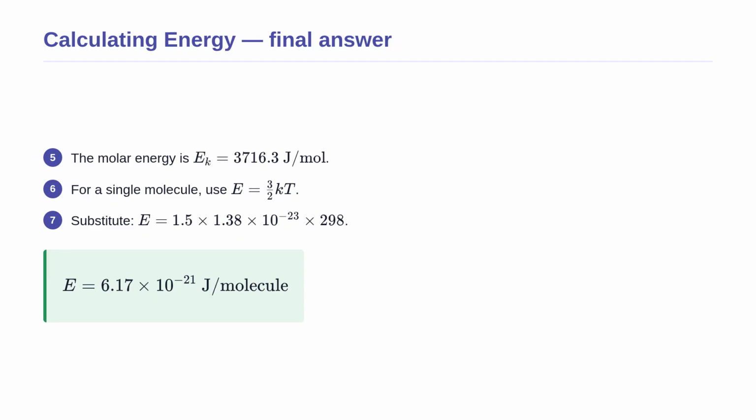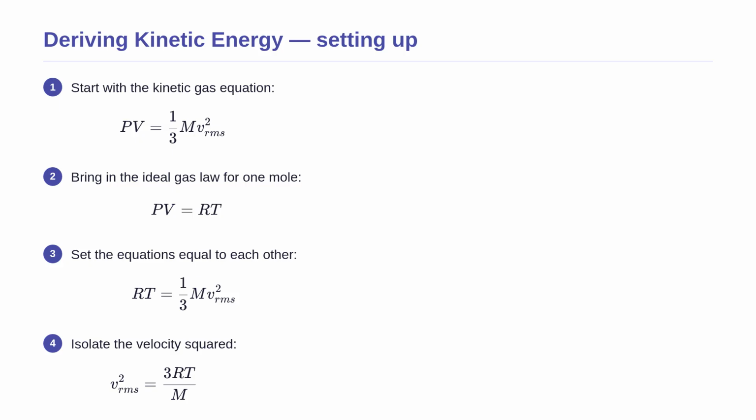Physically, this shows that while a single molecule holds an incredibly small amount of energy, trillions of them together create massive macroscopic power. Now that we have used this formula to calculate energy, let us understand where it comes from. We begin our derivation with the kinetic gas equation, which connects macroscopic pressure and volume to microscopic motion. We also bring in the well-known ideal gas law for exactly 1 mole of gas.